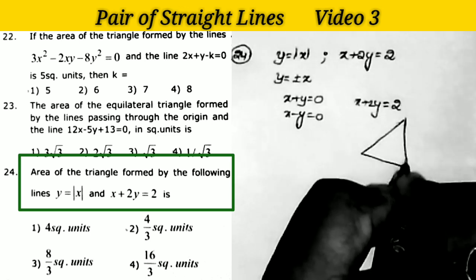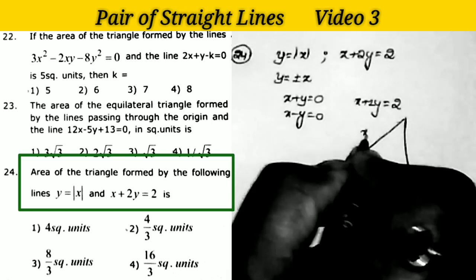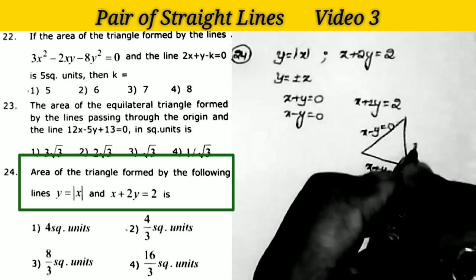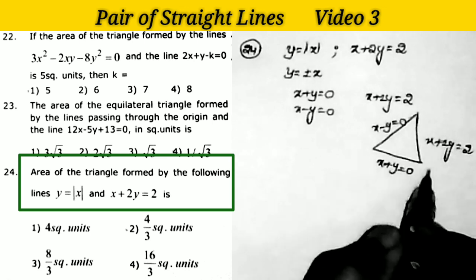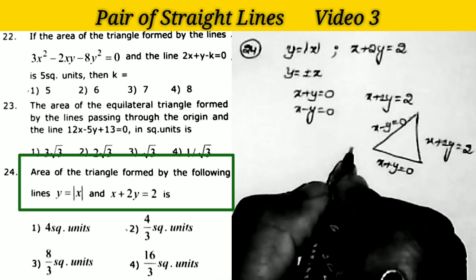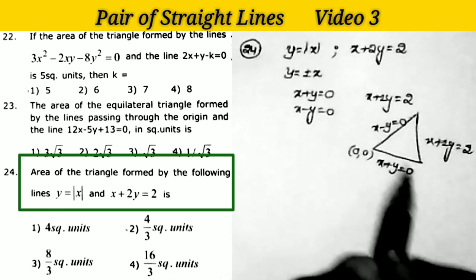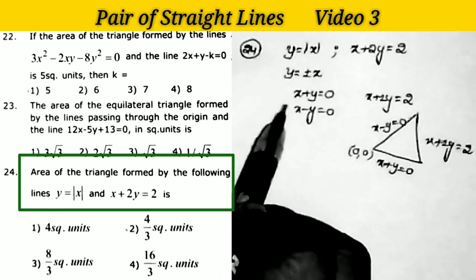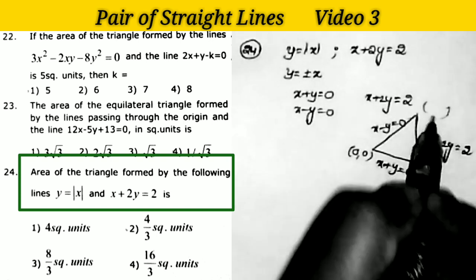These two are the first two lines: x plus y is equal to 0, and the second line is x minus y is equal to 0, and the third one is x plus 2y is equal to 2. Now what is the area of the triangle formed by these three lines? Clearly here the first point is 0, 0. The point of intersection of these two lines is 0, 0 since these are lines passing through the origin. Now what are the coordinates of this point here?